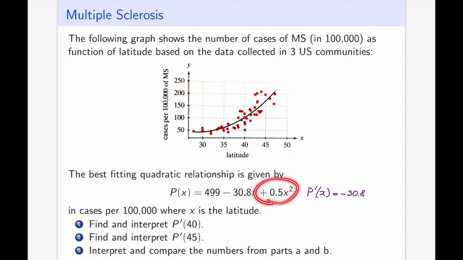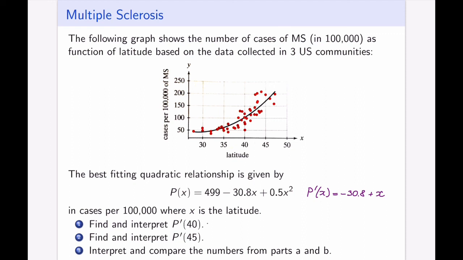And then what's going to happen here is I'm going to keep the constant and apply the power rule to x squared. The power will come down, so it'll be 0.5 times 2, which is 1. And then I'm going to subtract 1 from the power. So this will result in plus 1 times x, or simply x.